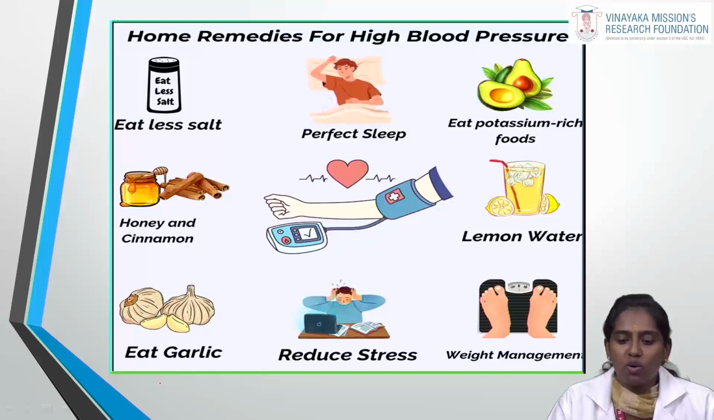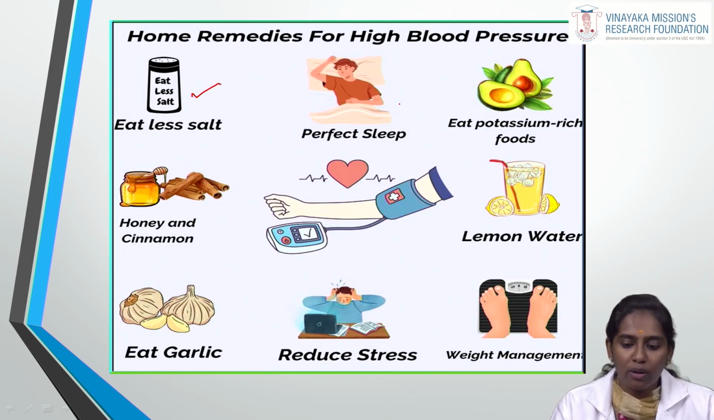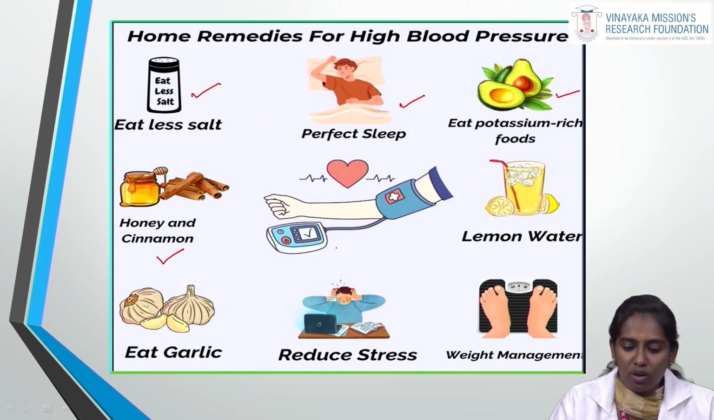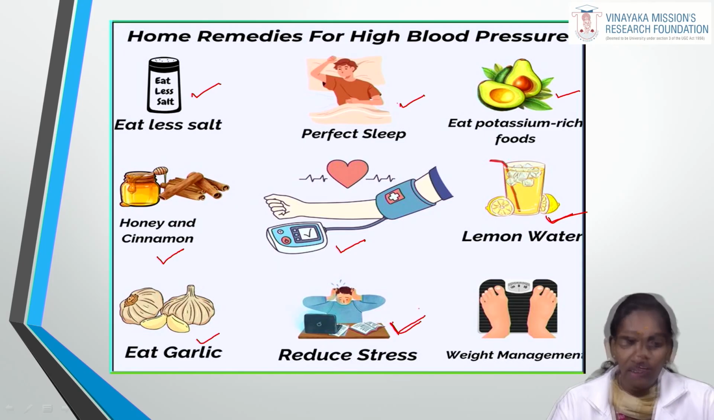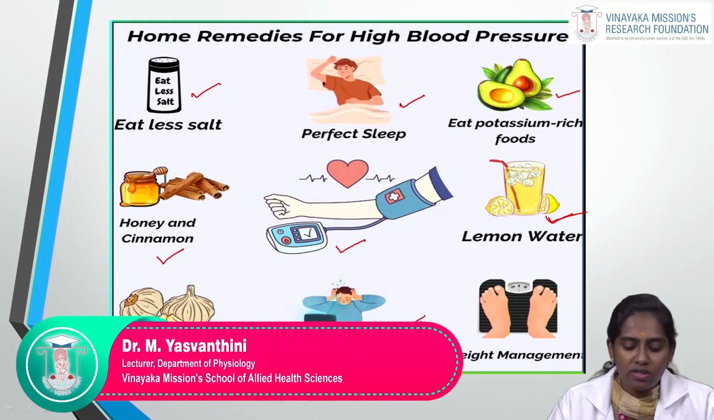Then home remedies. What are all the home remedies for high blood pressure? Less salt intake, mainly less salt in your food. Perfect sleep, eat potassium rich foods. Then honey and cinnamon you can take. Then you have to monitor the blood pressure regularly. Then you can take lemon water, lemon filled with water. Then you can eat garlic. And you can reduce the stress. You can reduce the stress when you are having a perfect sleep. A perfect sleep pattern will automatically reduce the stress.